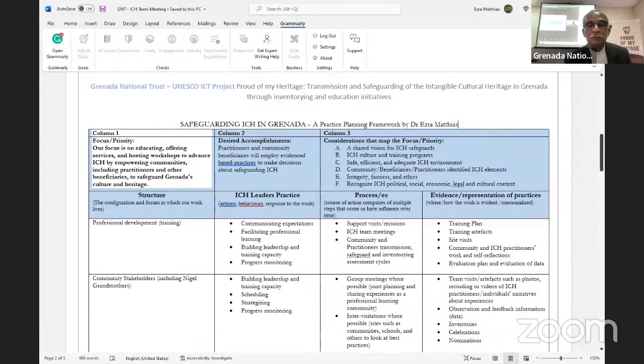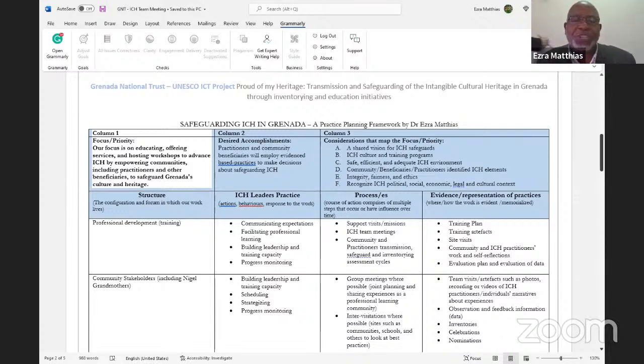But here, this is a suggested focus or priority that we will be working with. And let me just read it for you. Our focus is on educating, offering services, and hosting workshops to advance ICH by empowering communities, including practitioners and other beneficiaries, to safeguard Grenada's culture and heritage. That's the work we'll be doing. And that work lives in the structure, all the various organizations that are involved in this work. That's what we'll be doing.